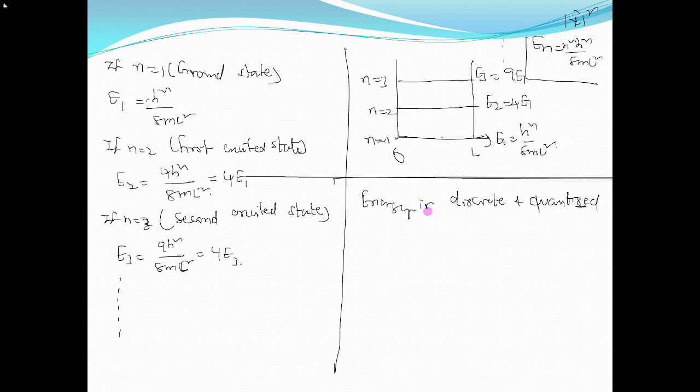Good morning students. Last class we discussed the energies of the energy levels. Now we'll discuss the probability of finding an electron in different energy states. We have seen in the last class.